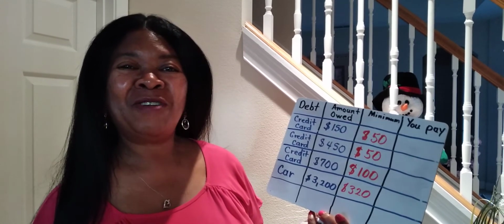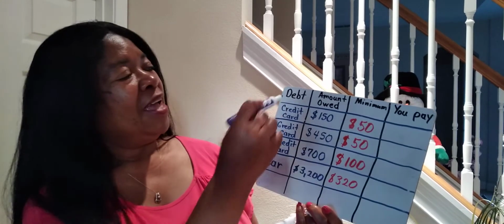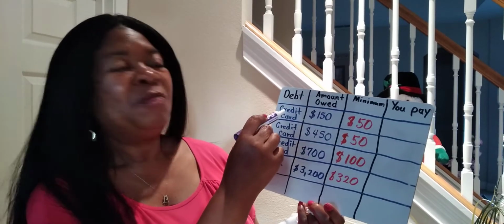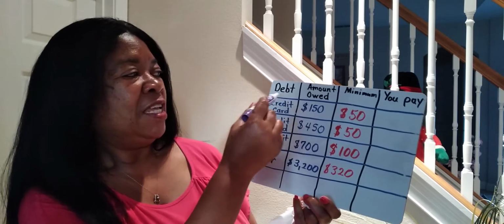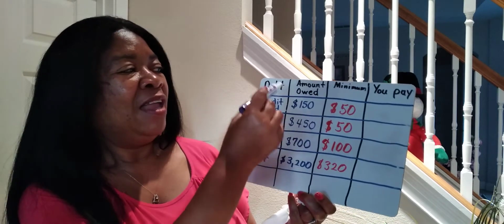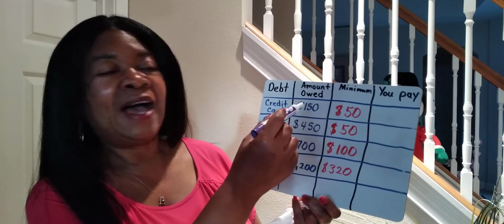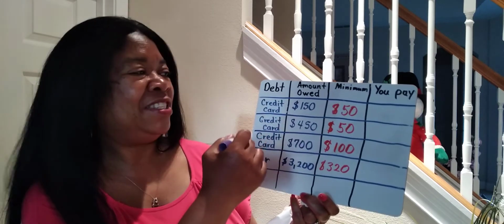Quietly be debt free. I'm going to show you the debt snowball. You are going to list your debts from the smallest to the largest. So here I have written down some things to show you an example. List all of your debts from the lowest to the highest, the smallest debt to the highest debt.